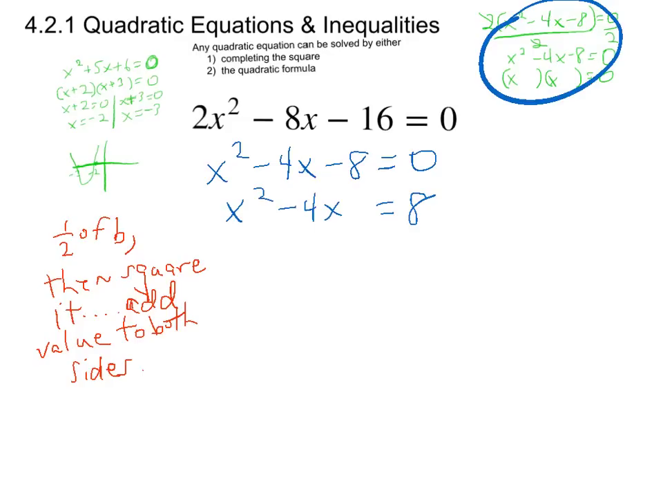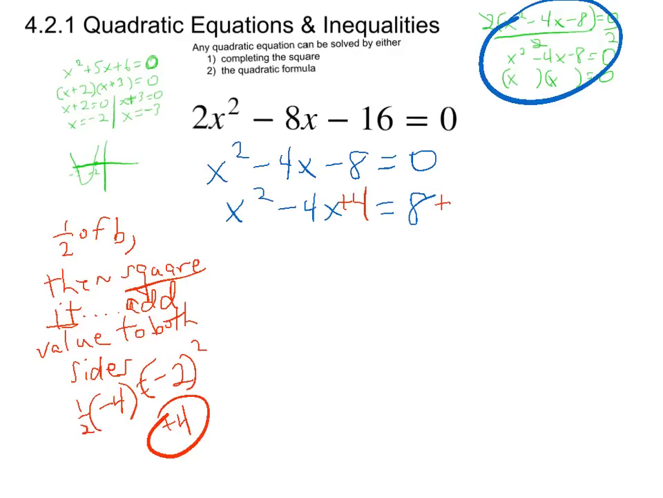Alright, let's do that. Let's take half of b. Half of b, well, b is negative 4, right? So what is 1/2 of negative 4? It looks to me like that'll be a negative 2. Okay, we take negative 2 and then we square it. So let's square negative 2. Negative 2 times negative 2 is a positive 4. That's the value we add to both sides. Let's add it here, and let's add it here. Great.